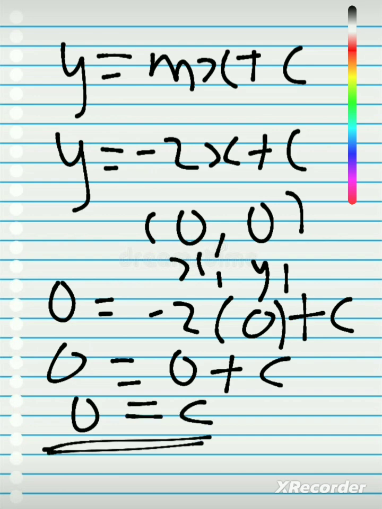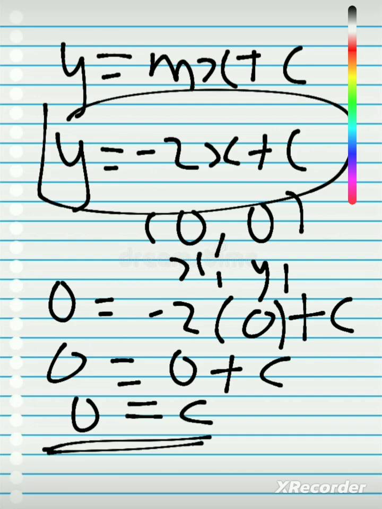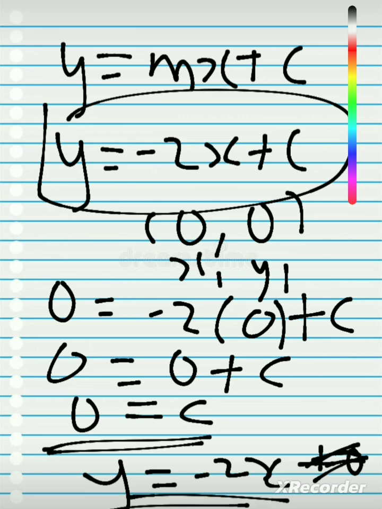Therefore, our final equation is going to be this, but with c replaced with 0, which is negative 2x plus 0, or better not write it because 0 is nothing. So y is equal to negative 2x.